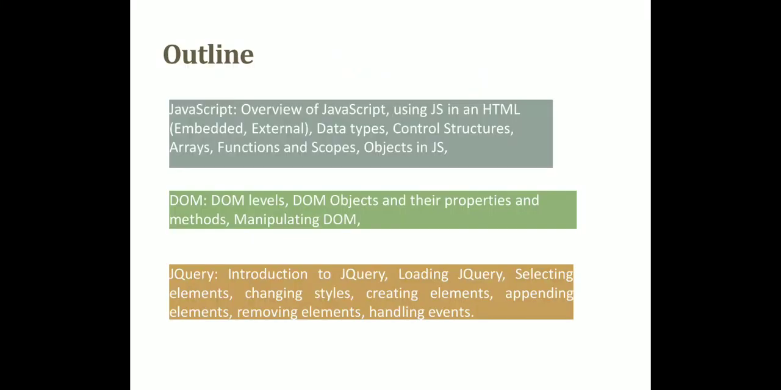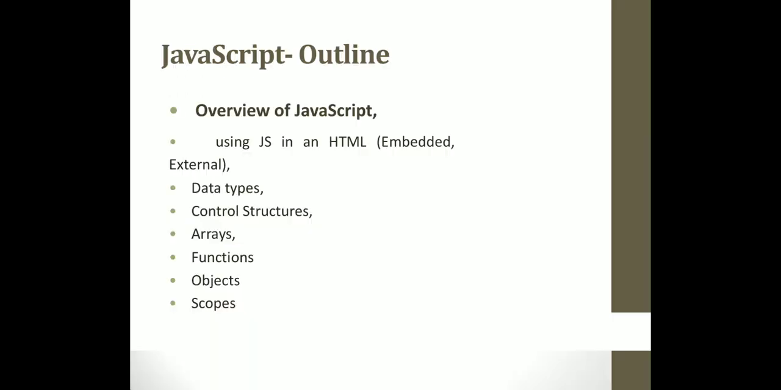In this unit we are going to see JavaScript, the document object model, and jQuery, and the parts of all these things. So we'll start first with JavaScript, and the first point is the overview of JavaScript. So what is JavaScript? JavaScript is an open source, probably the most popular client-side scripting language, which is supported by the browsers.